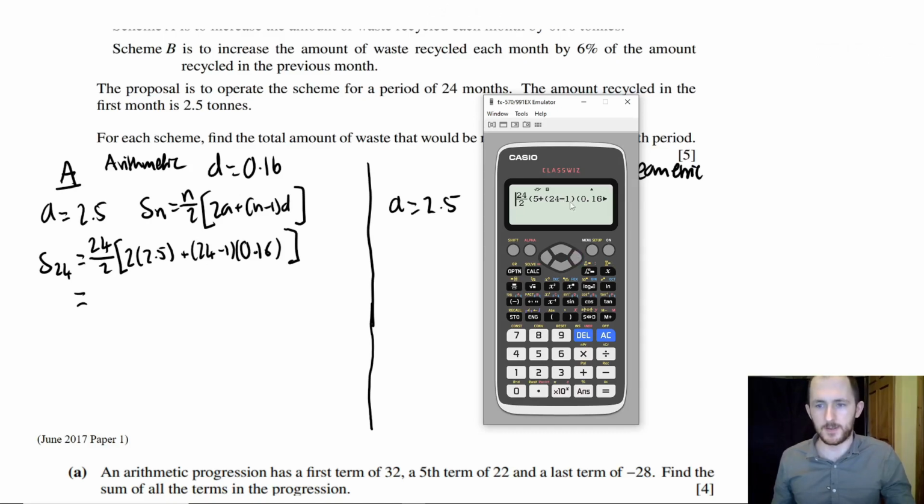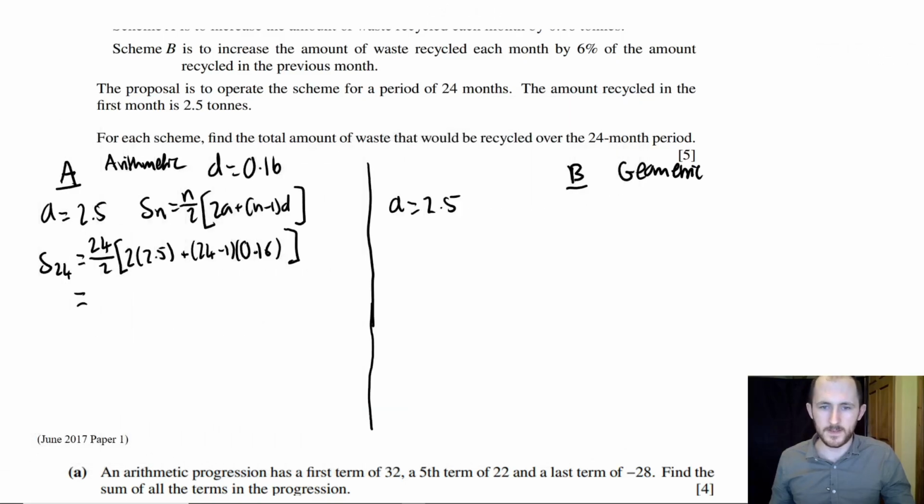Like, I can see 24 minus 1. Yeah, that looks correct. That's the same here. So that is 104.16 tonnes. We're going to keep it as accurate as humanly possible. And we're not going to forget the units because examiners are very tetchy about that.